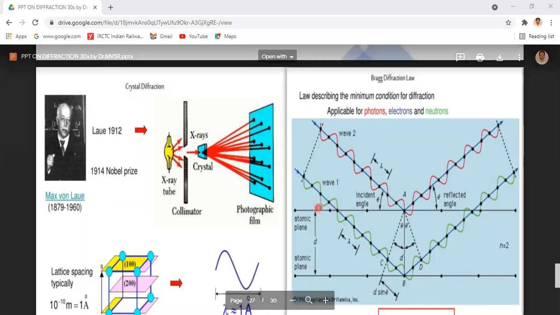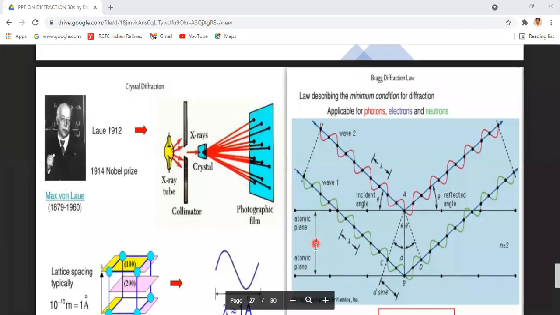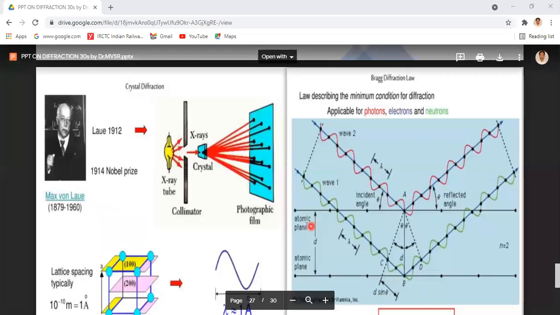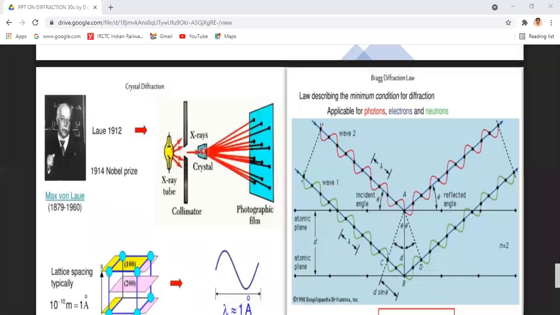So the distance between any two atomic planes is very small, that is d, which is on the order of 1 angstrom unit. So the distance between any two atomic planes will be taken as a slit. Whenever light is incident on this slit, it is diffracted. That's why, in crystals particularly, the distance between any two atomic planes will be taken as a slit.